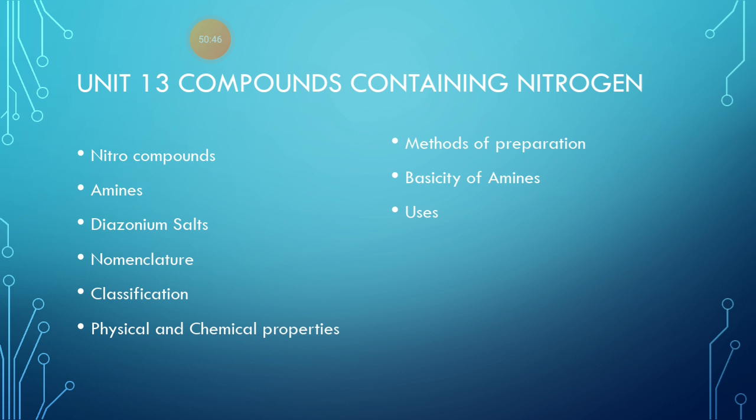their nomenclature, their classification, physical and chemical properties, method of preparations, and the basicity of amines. Here we are going to discuss how amines are more basic than ammonia, and what the basicity is between aromatic and aliphatic amines. Along with that, we are going to discuss certain applications of these nitrogen containing compounds.